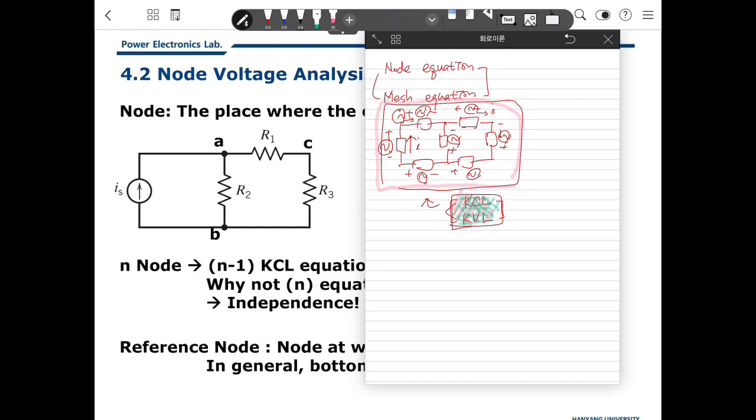But to analyze this electric circuit, we need some tips or techniques to solve the electric circuit more easily. There are several tips to do that. They will be covered in chapter 4 and chapter 5. The most important popular techniques are node equation and mesh equation.